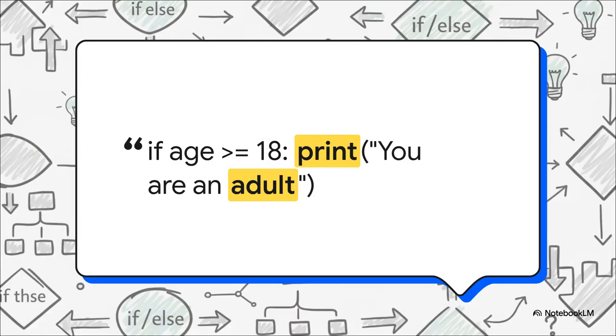Let's look at some actual Python code here. This little program is asking a very simple question with our if statement. It's asking, hey, is the age this person entered greater than or equal to 18? And if the answer is yes, it'll print "you are an adult."